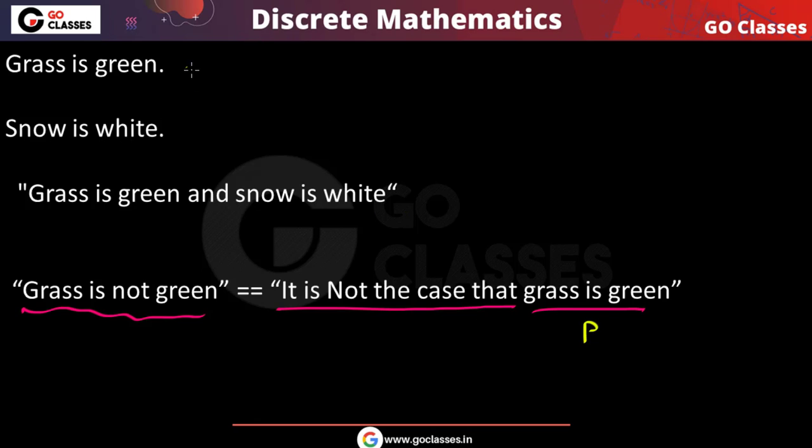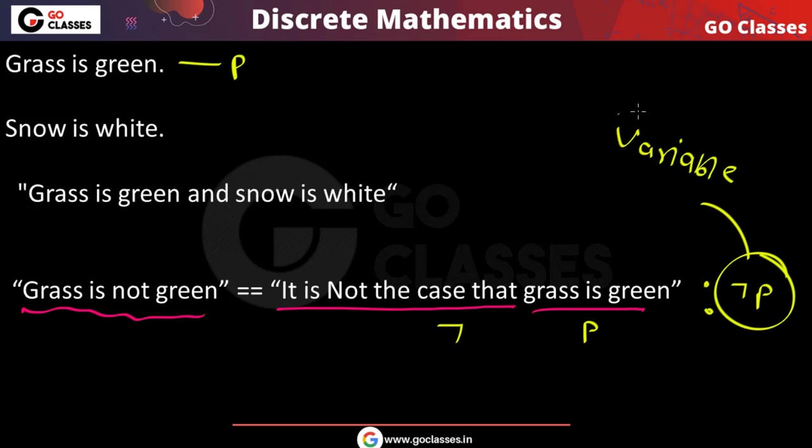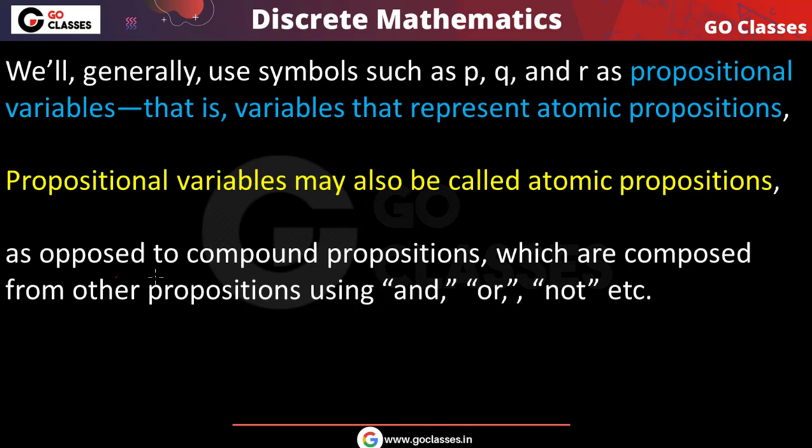If I represent "grass is green" by p, then you can notice this part is basically p, and "it is not the case" is negation. So I can say that this is negation p. Again, this is not a variable, this is basically an expression. Okay, so this is the point.